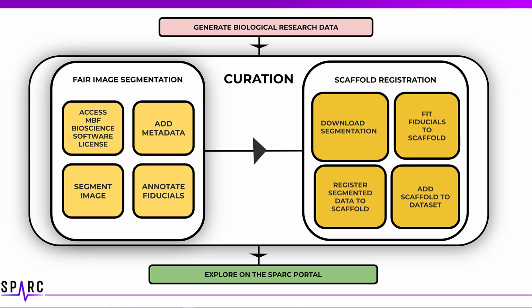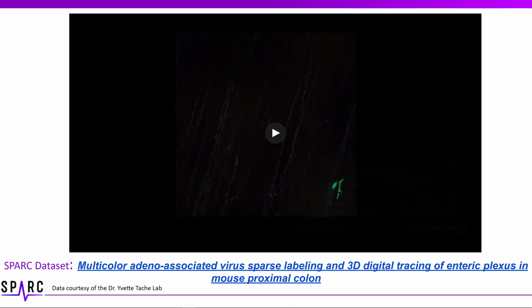After accomplishing each stage of this image segmentation to scaffold registration pipeline, the data is now ready to be explored on the SPARC portal. Now, we will briefly explain the segmentation process for microscopy image data from the SPARC dataset titled Multicolor Adeno-Associated Virus Sparse Labeling and 3D Digital Tracing of Enteric Plexus in Mouse Proximal Colon.